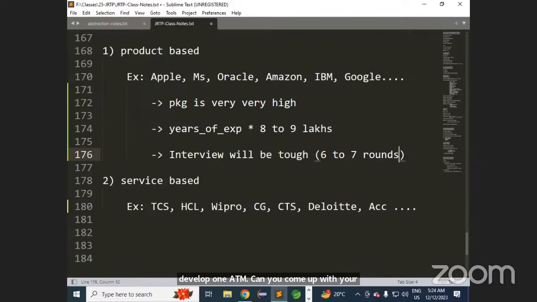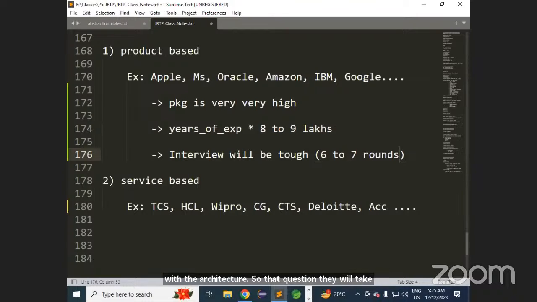If you are the lead to develop one ATM software, ATM machine is there, right? Inside the ATM machine, one software is available. If I want to develop that ATM software, what is the design you will follow? Which database you will use? Which technology you will use? What is your architecture? So take 1 hour, come up with the architecture. That question they will take in one round.